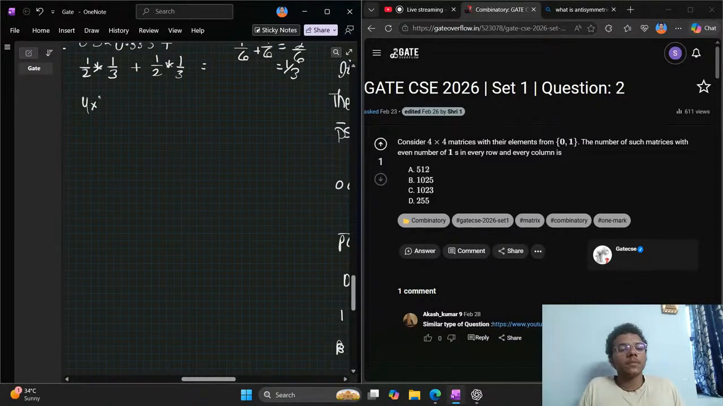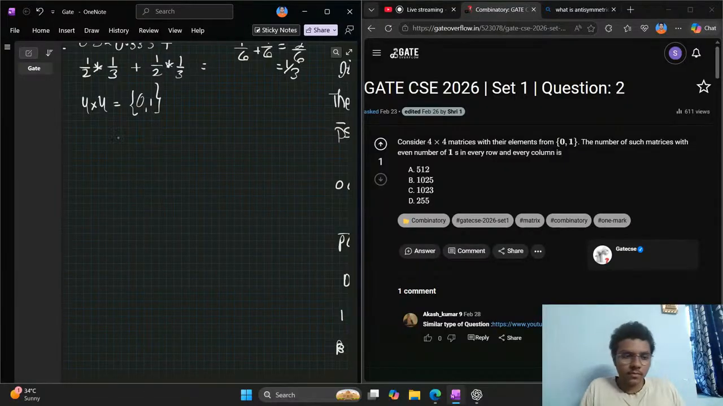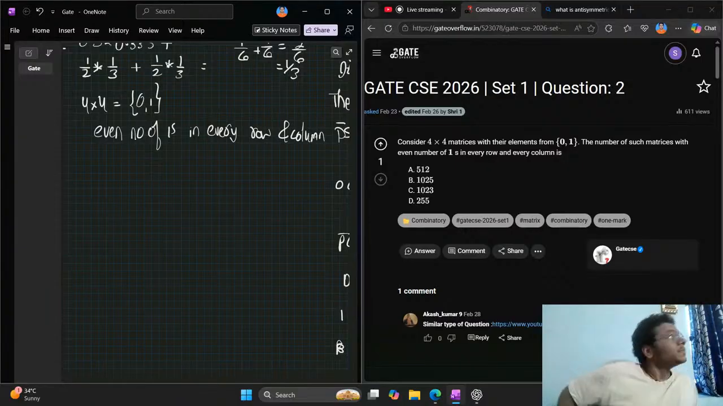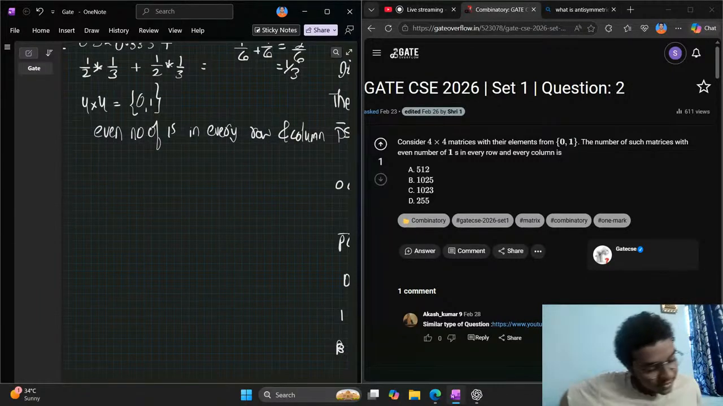A 4 by 4 matrix with elements 0, 1. The number of such matrices with an even number of ones in every row and every column is... Is 0 considered even, or neither even nor odd? I don't know.